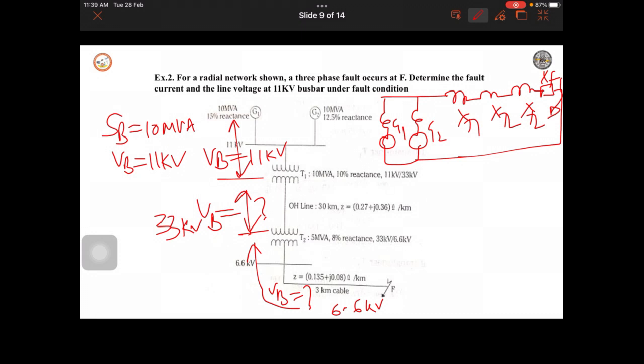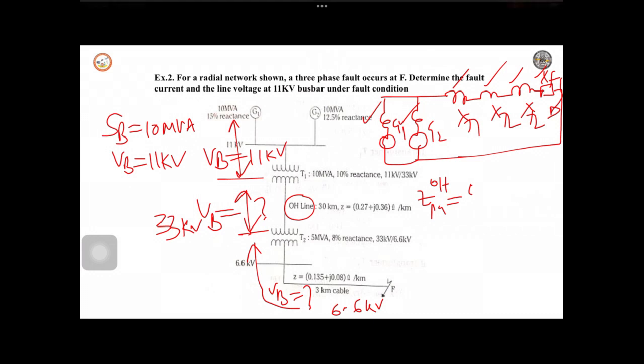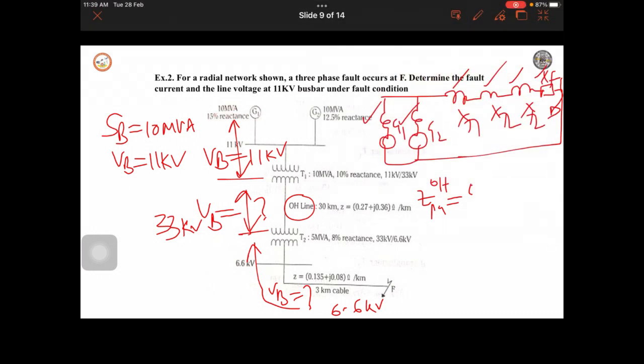By knowing the base power and base voltages at each part of the power system, you can find the reactances of all the power system components except the transmission line. For the transmission line, if you take an overhead line of 30 kilometers, how do we find the per unit value? The actual value of this overhead line is 0.27 plus j0.36 ohms per kilometer. How many kilometers? 30 kilometers. You multiply, you will get ohms. So, this is the actual value.